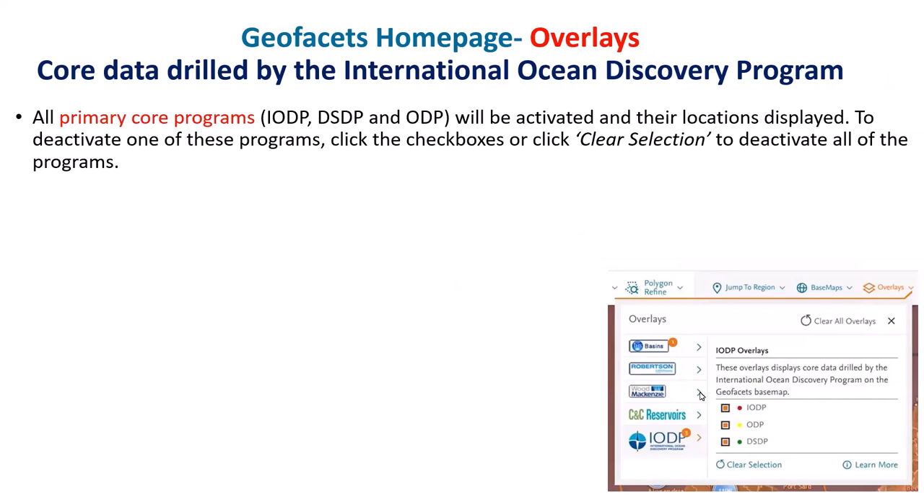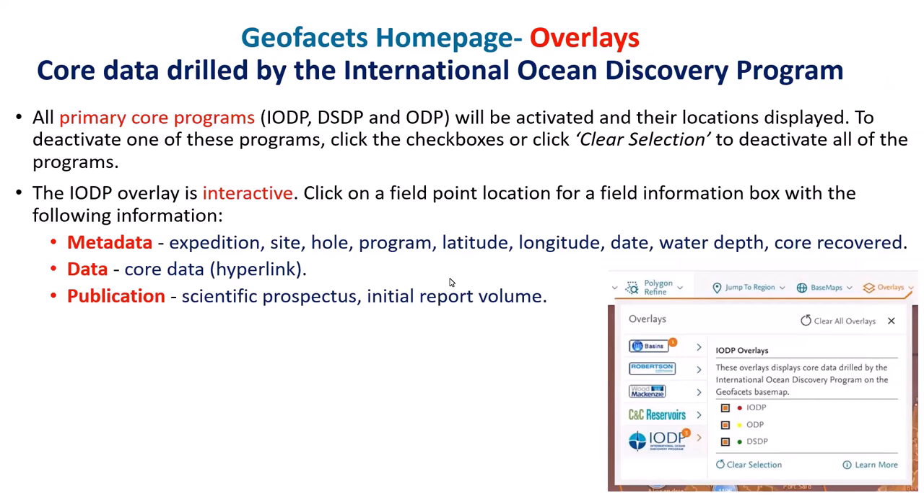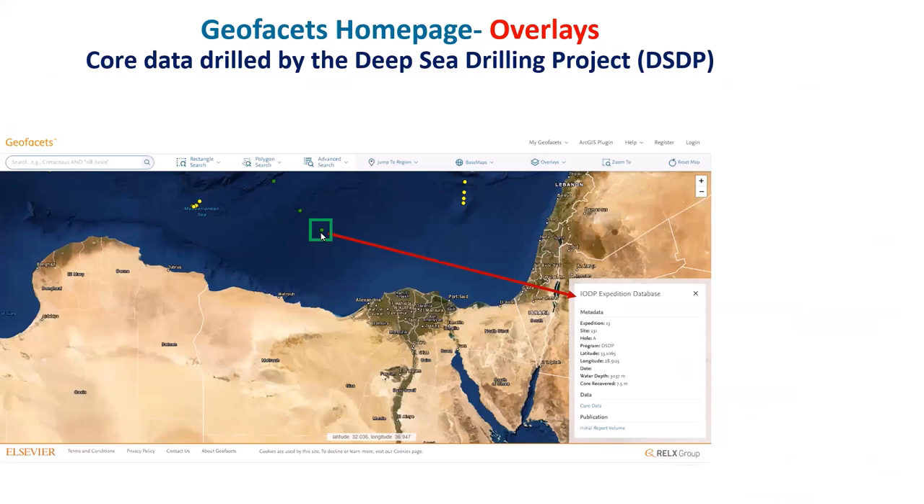This is really important. It shows you all the primary core programs I just mentioned in different colors. And again, these bullets in red, yellow or green are interactive. Once you click on any of these bullets, you get the metadata, including the lat long, the water depths, the core recovered, the site. It also has a link to the core data itself, and any reports or scientific publication about this field or this well. For example, here I clicked on this Deep Sea Drilling Project in this green window, and I got this information that tells me this is a Deep Sea Drilling Project with this lat and long, the water depth is at that depth, and the core recovered is at that thickness.